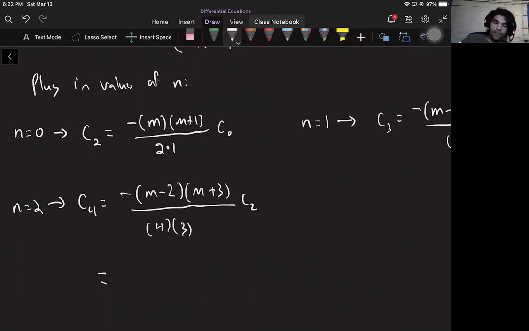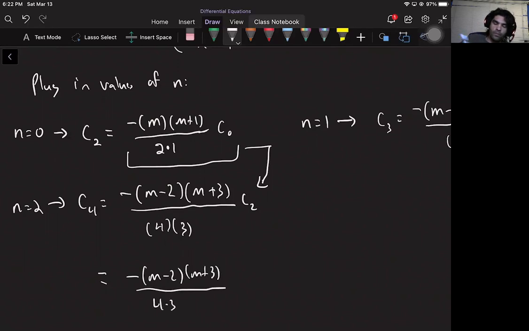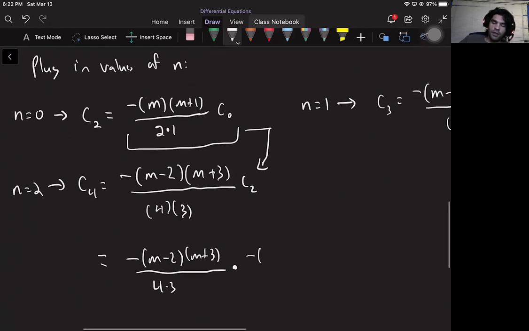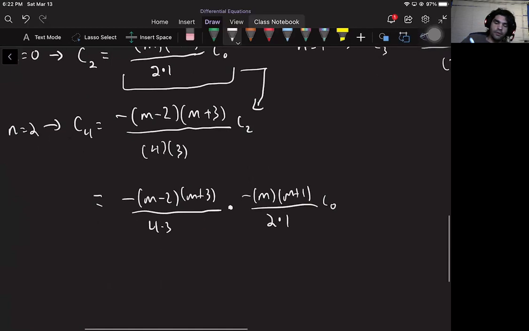So putting this there gets us the following. So C2 becomes negative, so we're going to see that the negatives will cancel, but then we'll start to see the pattern form. C0. So what's on the bottom there? That's a 4 factorial.